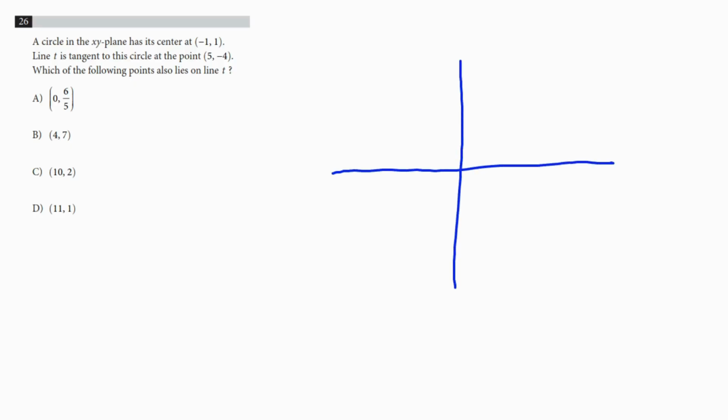We know that we have a center at negative 1, 1, and they don't tell us the radius, so I'll just draw a random radius. So we have this point 5, negative 4 that lies on the circle, and it's tangent. So let me draw that out. And a tangent line basically means it's just going to hit the circle at one point and then leave. What you got to know about tangent lines is they're perpendicular to circles. So that means if we draw this radius line out, it's going to be perpendicular.